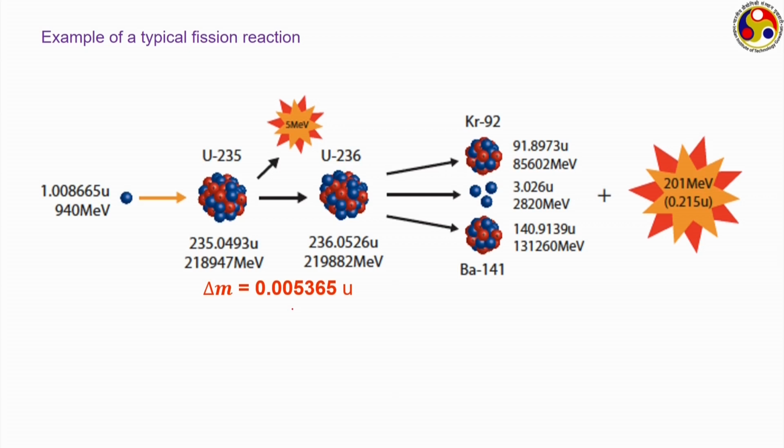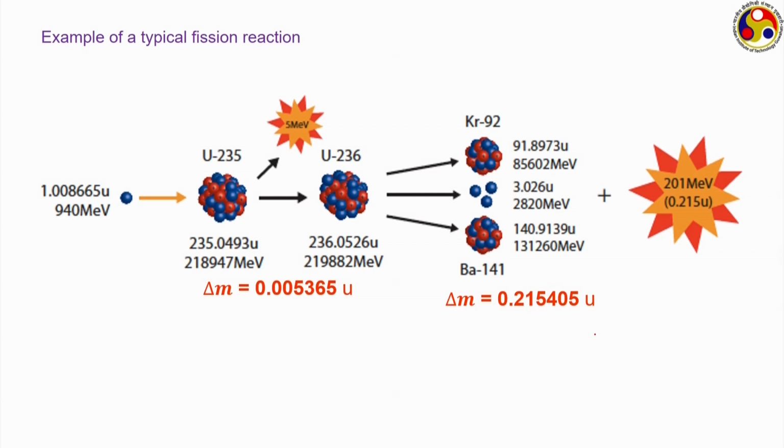The same way we can calculate the mass defect for the second stage, where U-236 gets broken into krypton and barium, and the corresponding mass defect can be calculated as 0.2154 U, which is associated with an energy. That means if you multiply this by 931, we get an energy release amounting to 201 MeV. Commonly, the fission of one U-235 is associated with the release of about 212 MeV of energy.